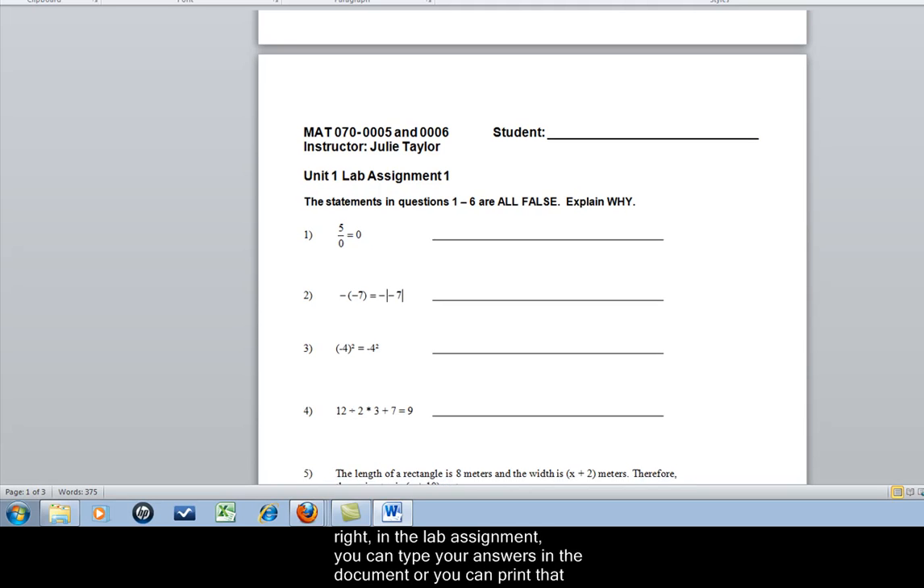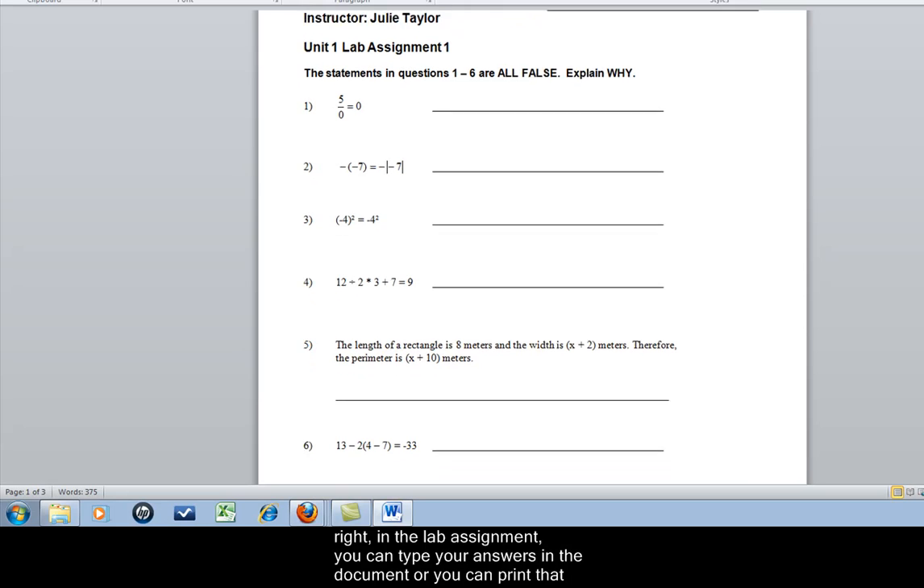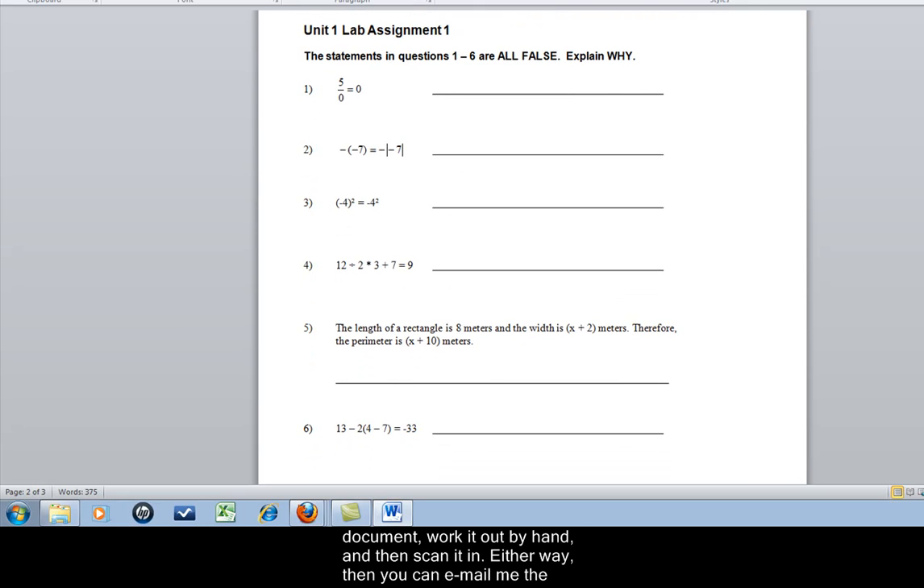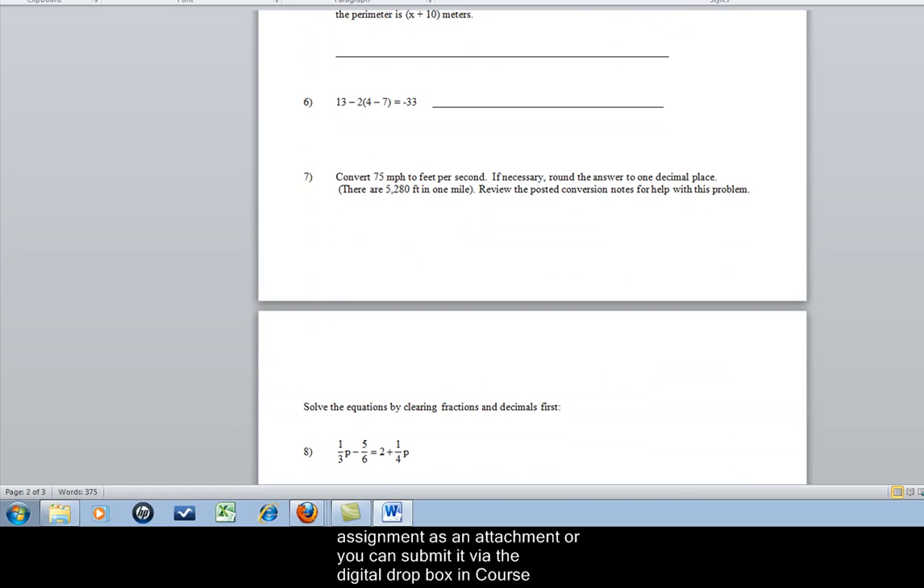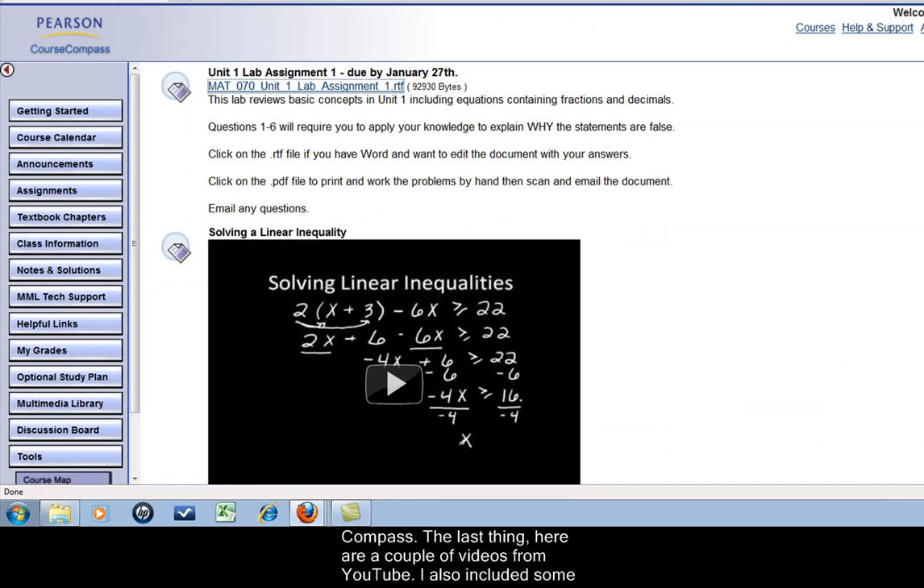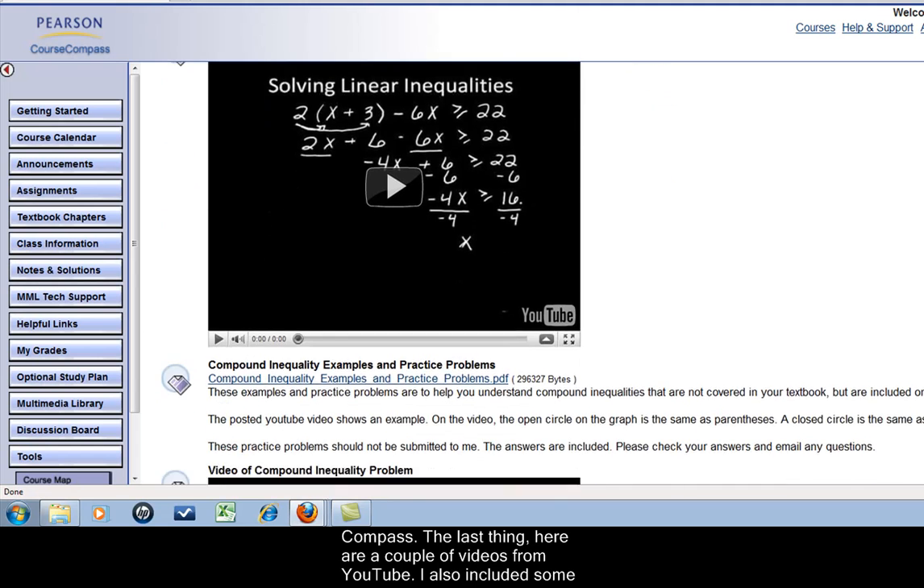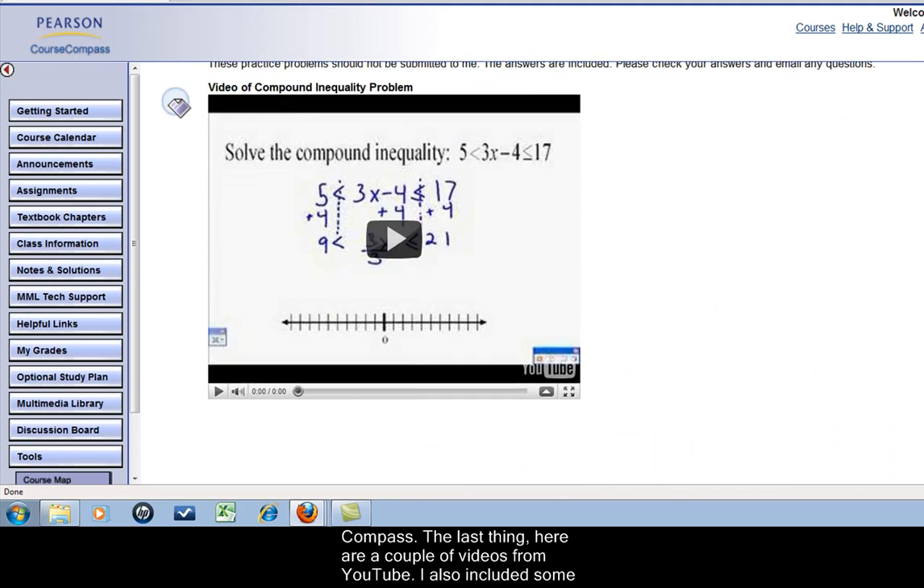Alright, in the lab assignment you can type your answers in the document. You can print that document, work it out by hand, and then scan that in. Either way, then you can email me the assignment as an attachment, or you can submit it via the digital Dropbox in Course Compass. Alright, the last thing, here are a couple videos from YouTube.